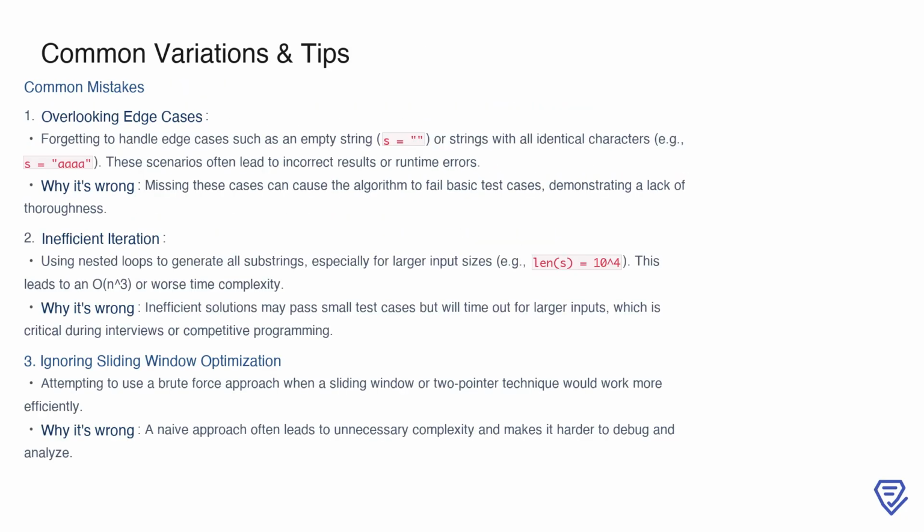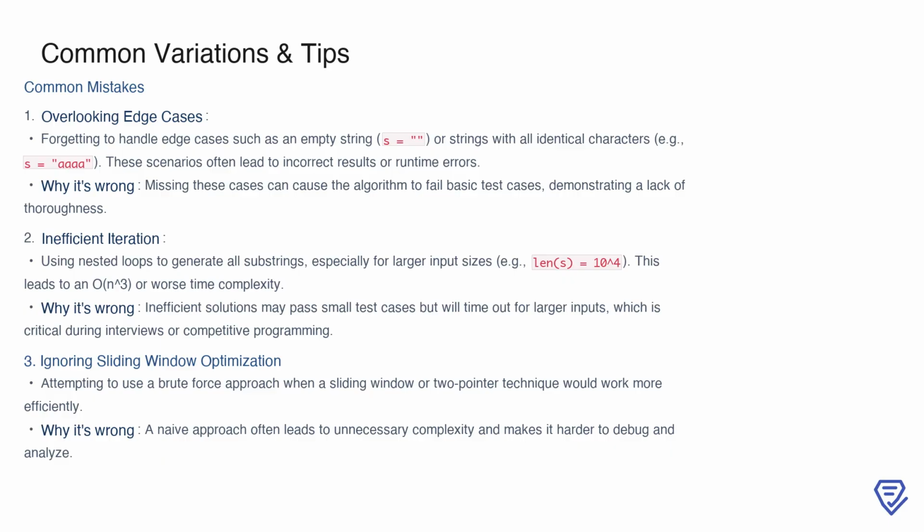When solving the problem of finding the longest substring without repeating characters, there are a few common mistakes you should watch out for. First, overlooking edge cases can lead to errors. For example, if the input string is empty, or if all the characters in the string are identical, like AAAA, many algorithms fail because they don't account for these scenarios.